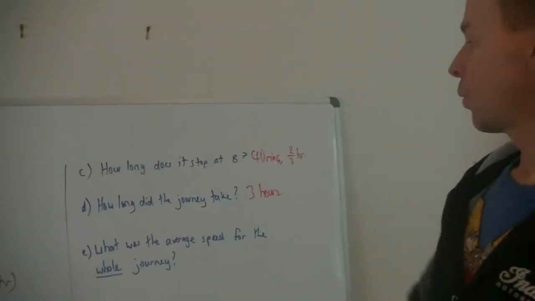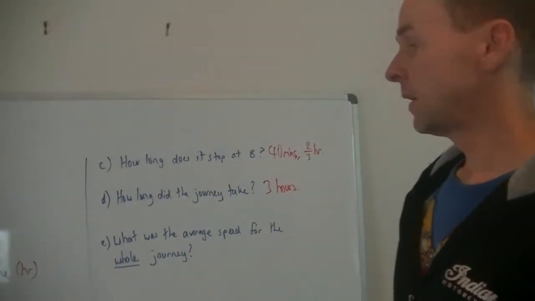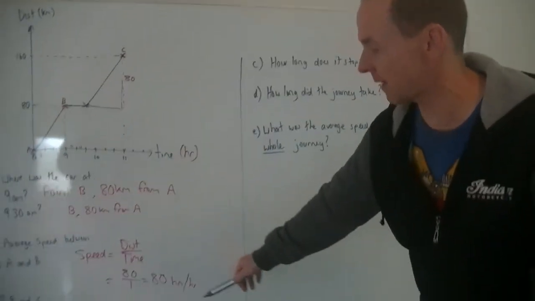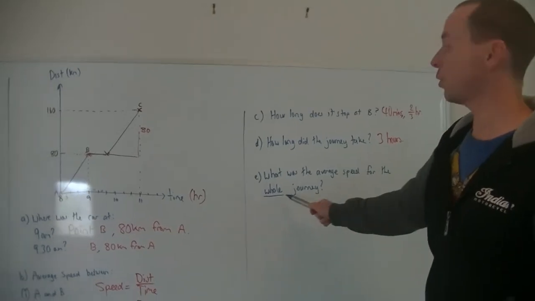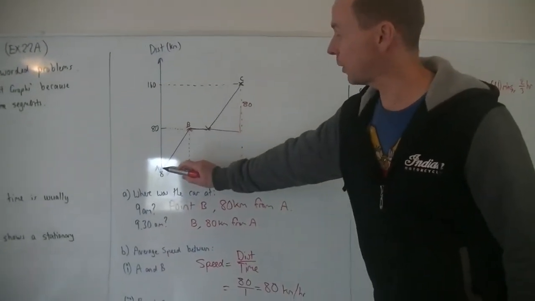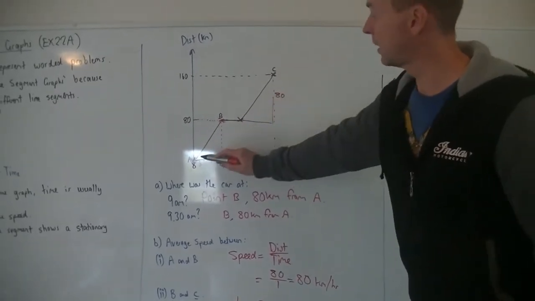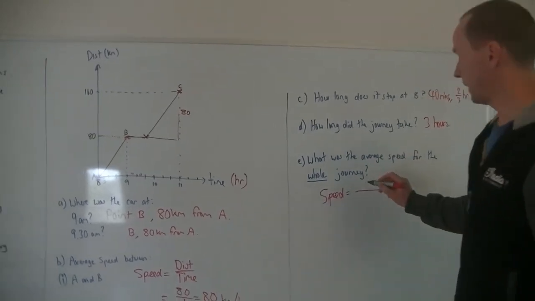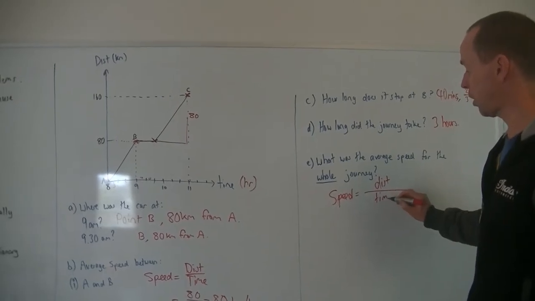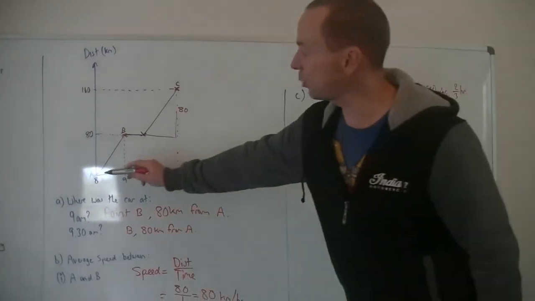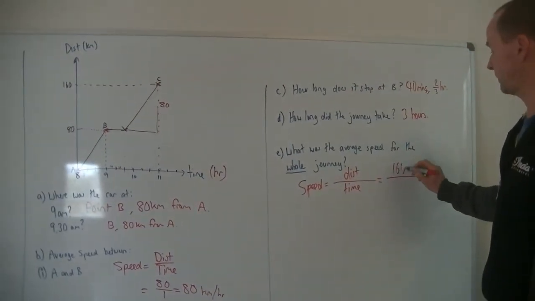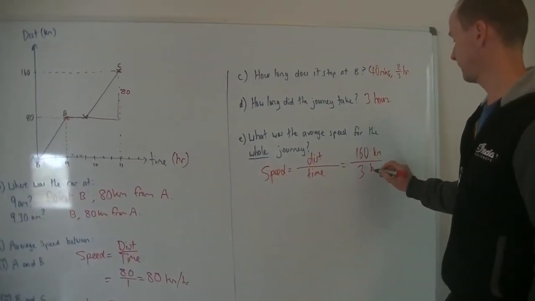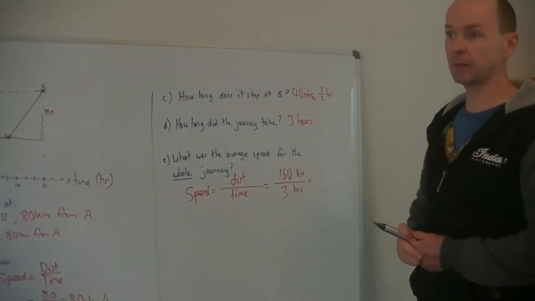And the last one, what was the average speed for the whole journey? So sometimes people go, oh okay, we worked out the speed of the first section and the second section, they average those out. But that's not correct. It says for the whole journey. So that includes this resting time. So what we're trying to do is find the gradient from A to C. So the average speed is distance over time. So it's the whole distance over the whole time. So the whole distance we travelled was 160 kilometres. And the whole amount of time was 3 hours. Now if you put that into your calculator, you'll get the right answer.